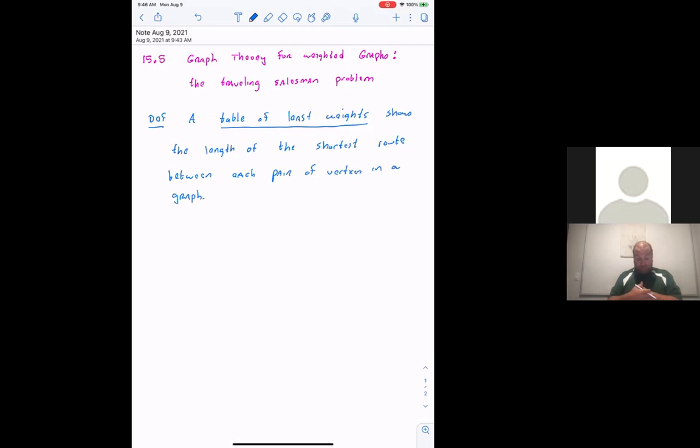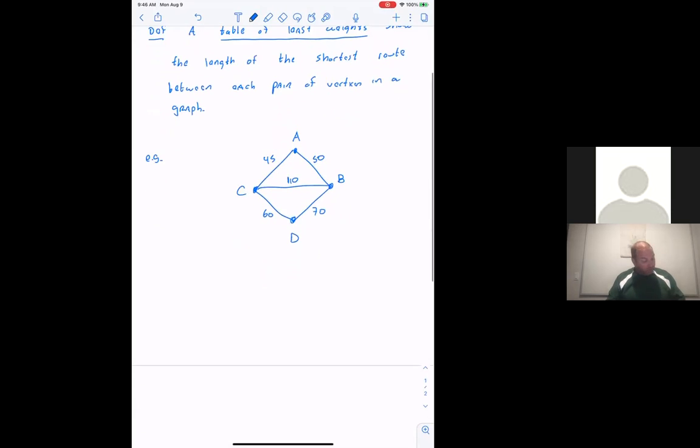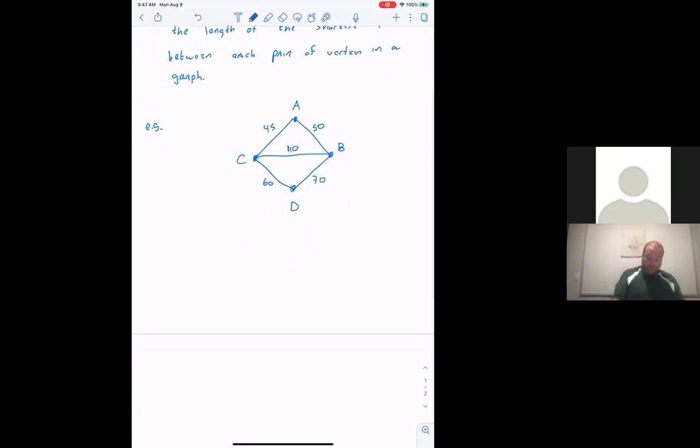So let's just do first a very quick example just to demonstrate this. Very simple graph: A, B, C, and D, 4 vertices. There is also a path that connects B and C directly. And the weights are 110, 45, 50, 60, and 70. So what we're going to do here is actually do 2 tables. This is the original table. This is the weighted table.